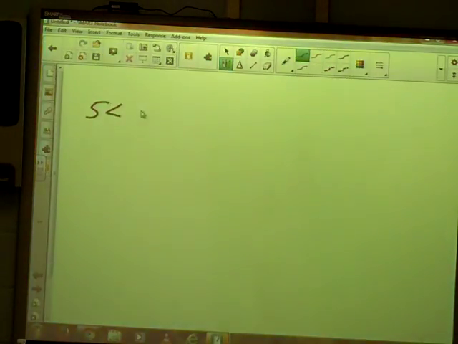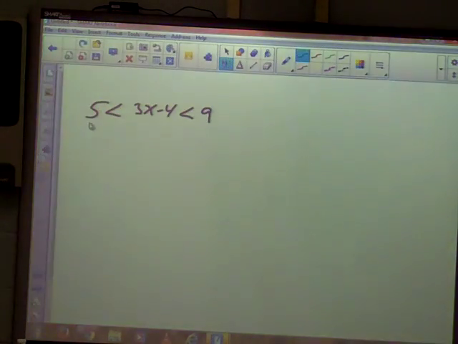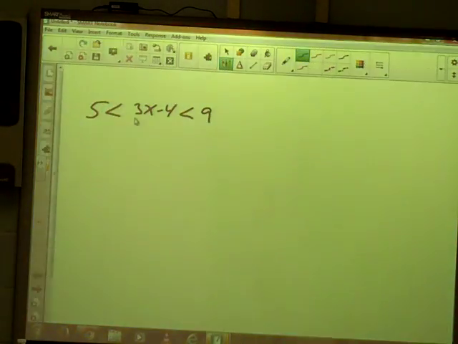Alright, I got 5 is less than 3x minus 4 is less than 9. Okay, it's called a 3-part inequality because here you've got a part, here you got a part, here you got a part. Those inequality signs separate that up into 3 parts. Okay, 2 different ways to do this, and I'll show you both ways, and you can pick your favorite.